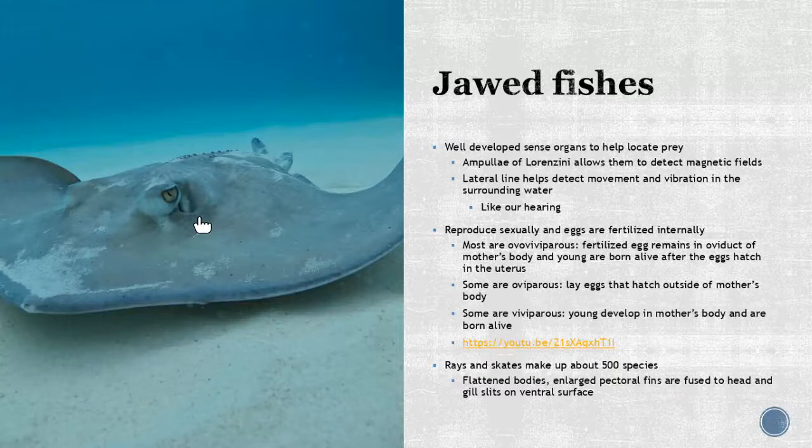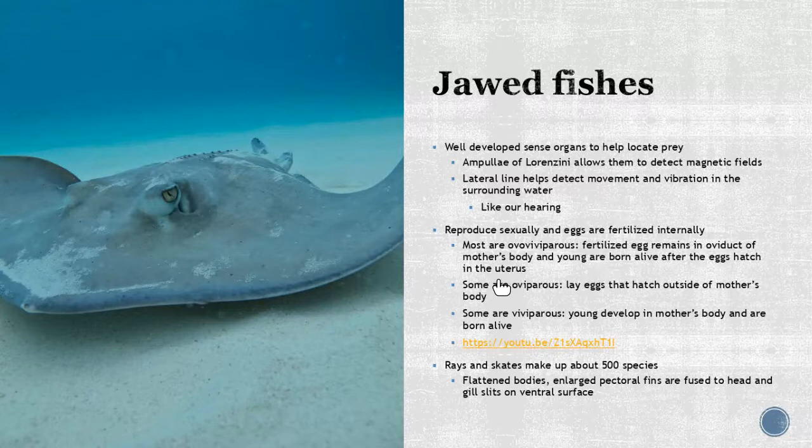But what's unique about them, and people have been studying this group, is they have this ampullae of Lorenzini, which allows them to detect electric fields, which is kind of cool. So they use this and these lateral lines to detect movement and vibration in the surrounding water. So it's very similar to how we use our hearing to hear things and detect where things are coming from in response to stimuli.